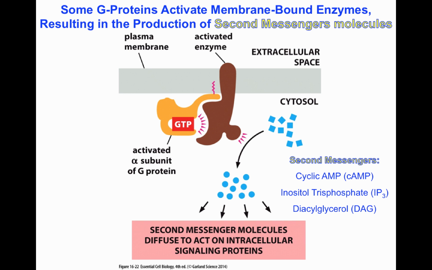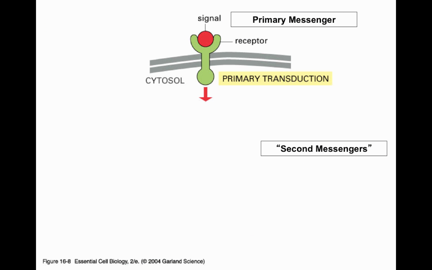Now, those secondary messengers are diffusible, and they're able to act intracellularly on other molecules within the cell. This is going to help activate the amplification cascade. So as you remember from what we're discussing, we have a ligand binding to a receptor that is going to lead to cell level activation.